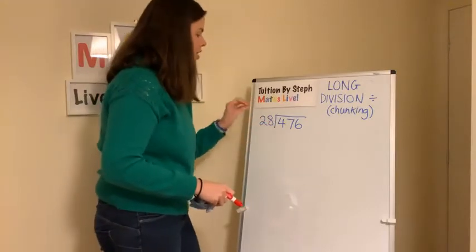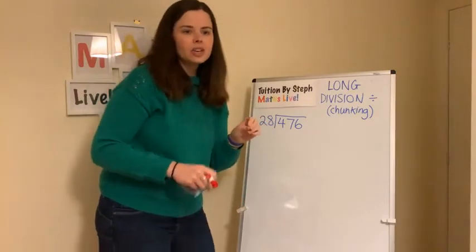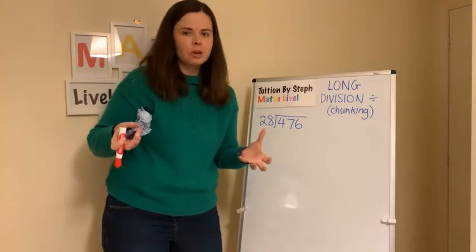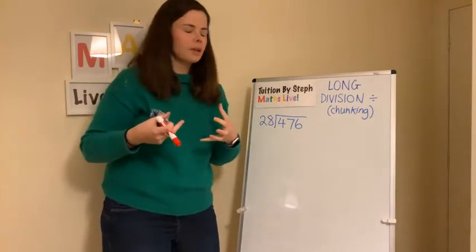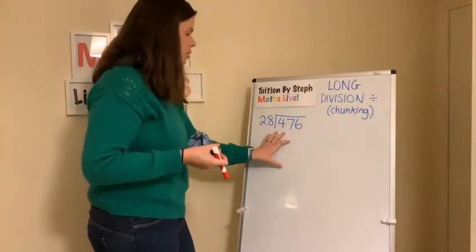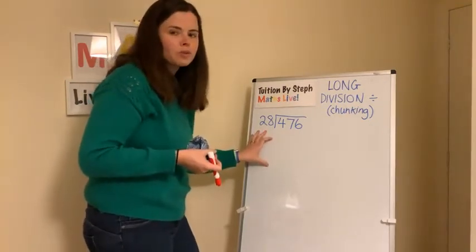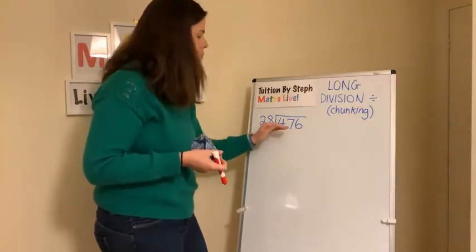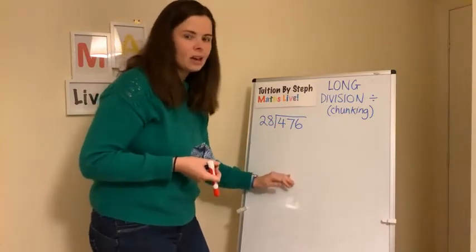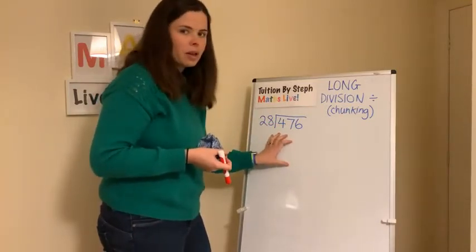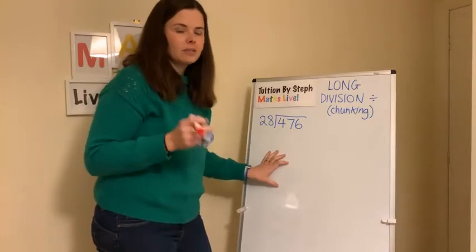Just remember that when you divide, you split it into groups. You take away groups. So what we're going to do today is make groups of 28, and then take them away from our number to get our answer.